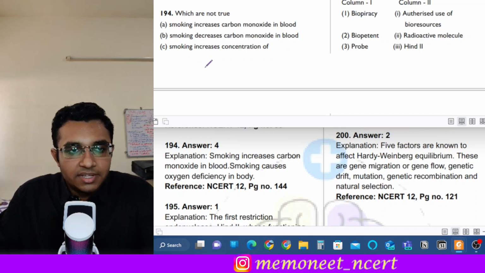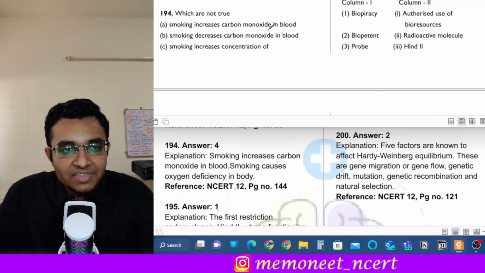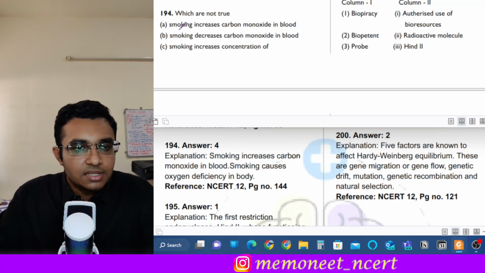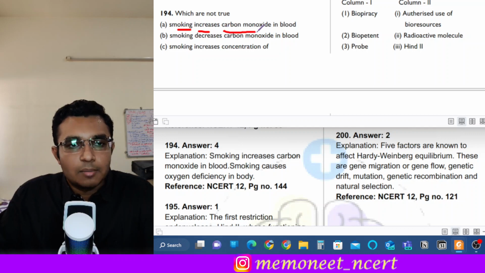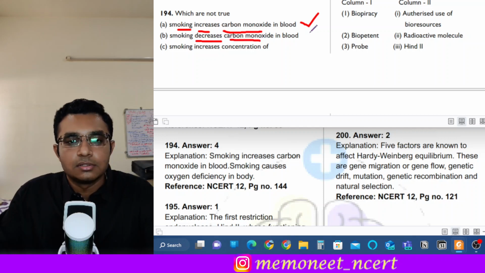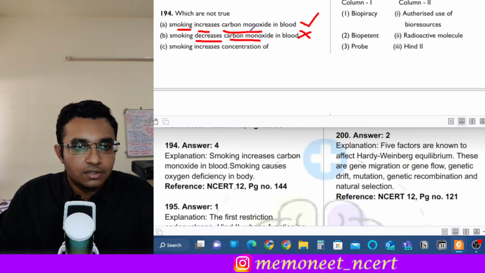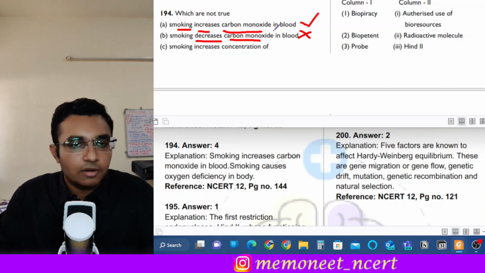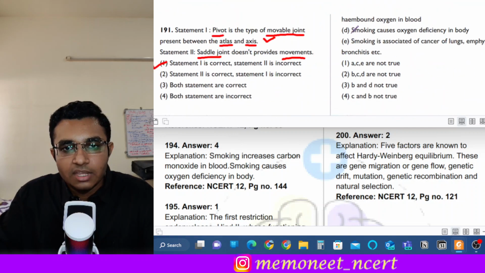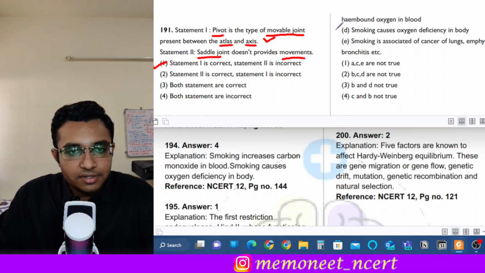There are different statements given over here, and you have to identify which is correct and which is incorrect. The first statement is smoking increases carbon monoxide in blood. This is a correct statement. Next is smoking decreases carbon monoxide in blood. So this is an incorrect statement, because smoking is increasing the level of carbon monoxide in blood. The third statement is smoking increases the concentration of heme bound oxygen in blood. So this is also an incorrect statement.